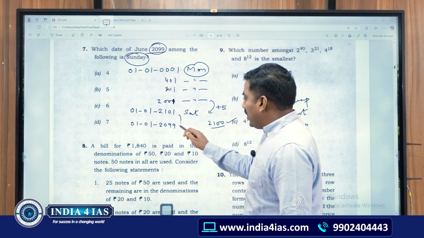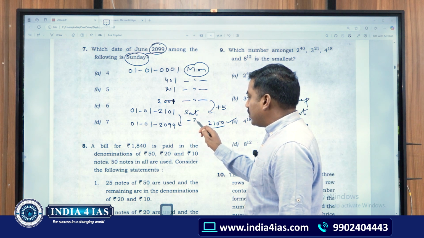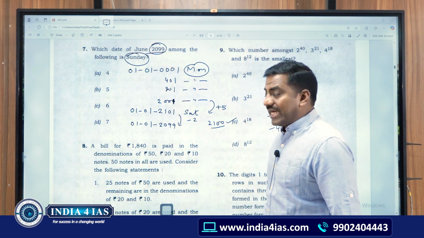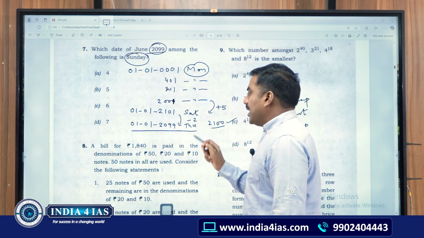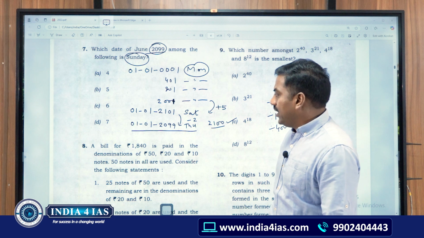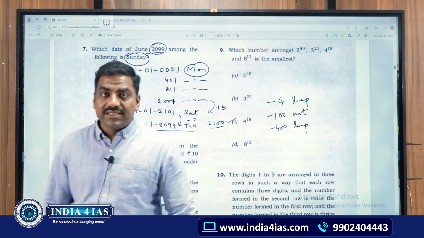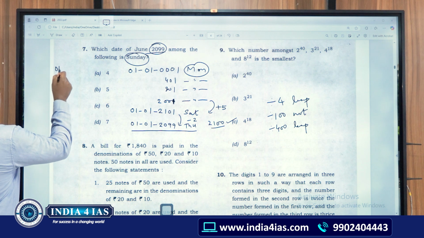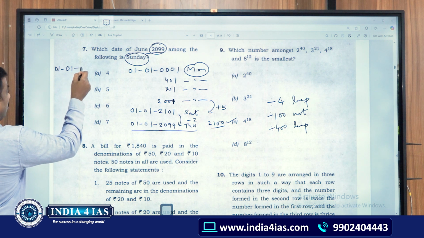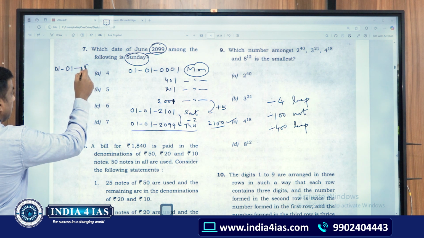Simply for going back 2 years, you have to subtract 2. So Saturday minus 2 is Thursday. This is where we land up now. 1st January 2099 is a Thursday. So from there, 01/01 is a Thursday.